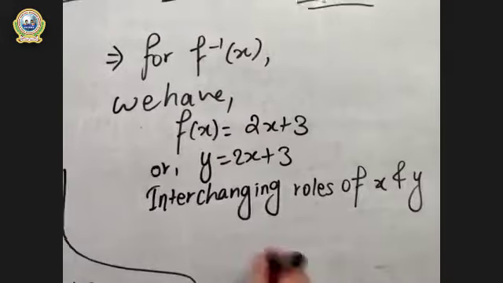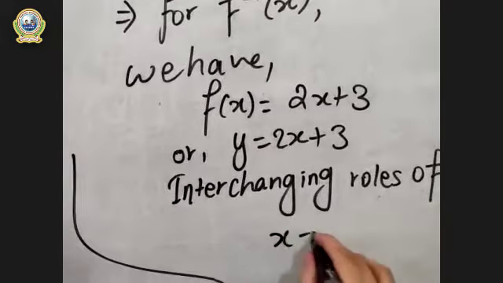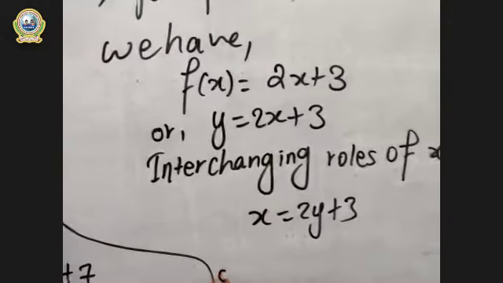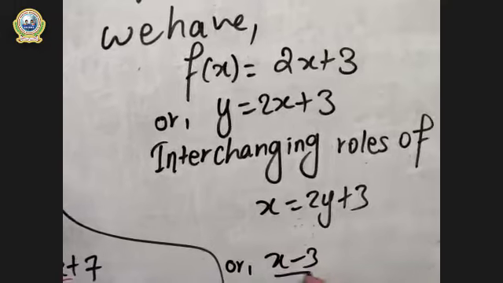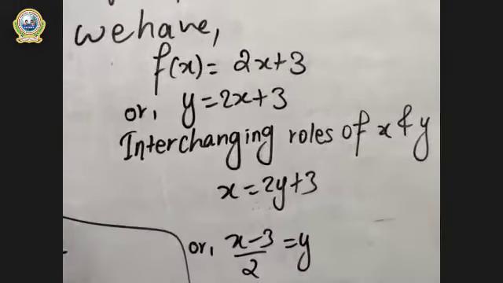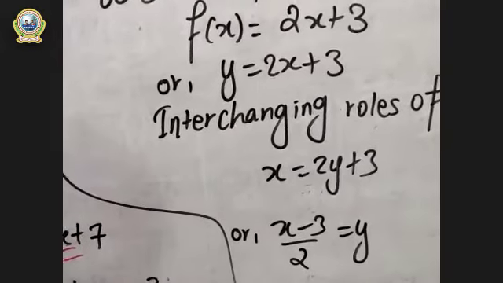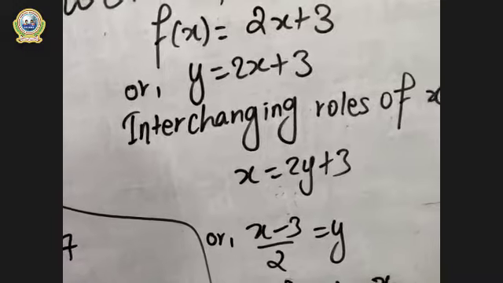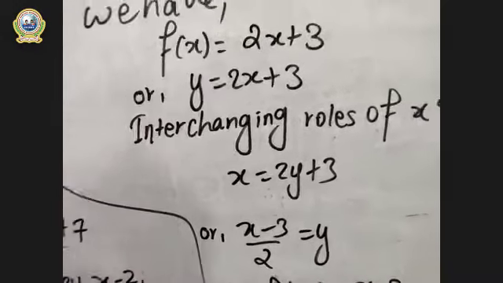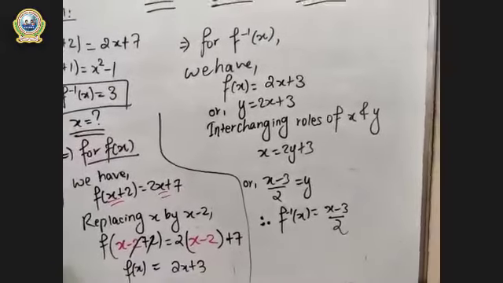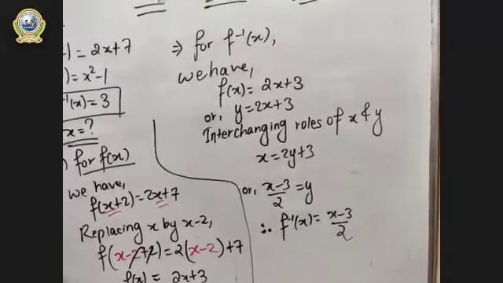Is this clear? We will have x is equal to 2y+3. Now make the y alone. It will be now (x-3)/2, right? It will be y. So finally, therefore f inverse x will be (x-3)/2. Are you clear? This is our f inverse x.